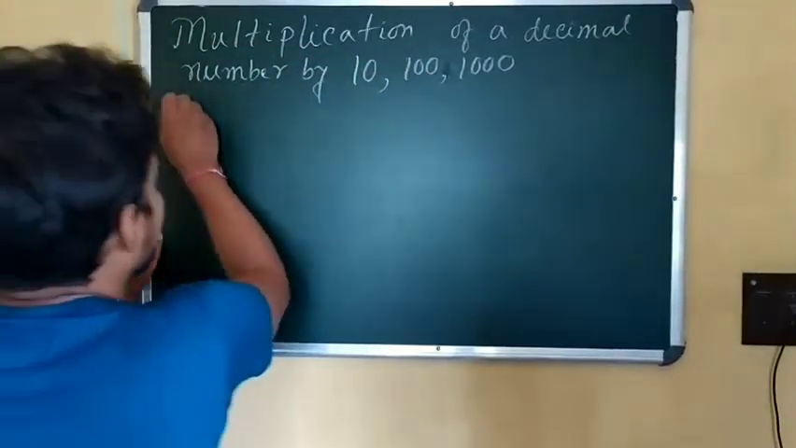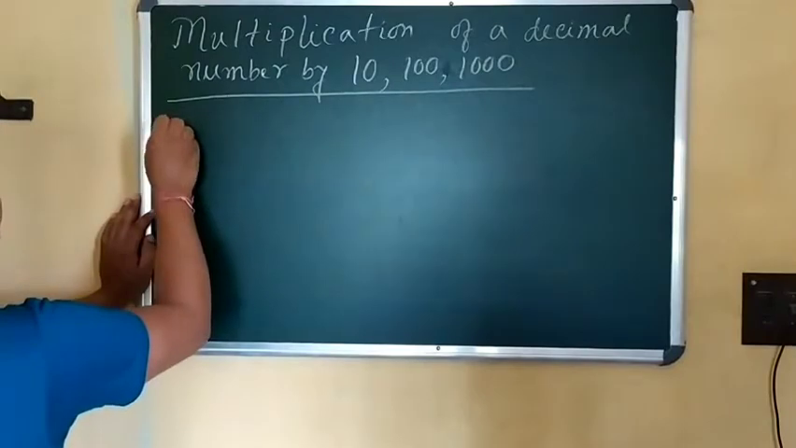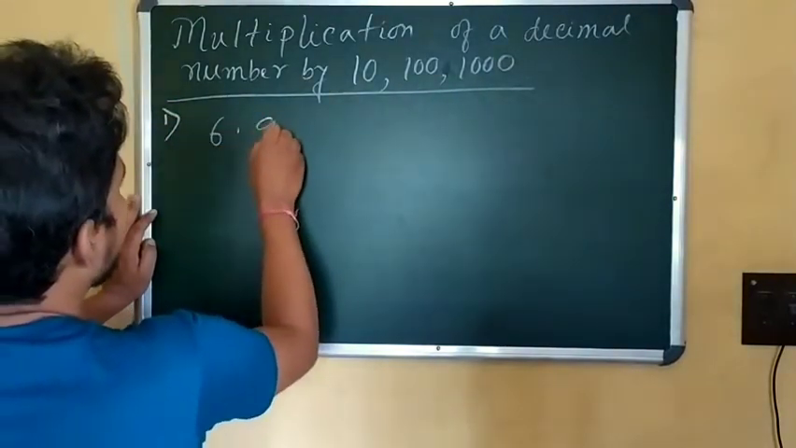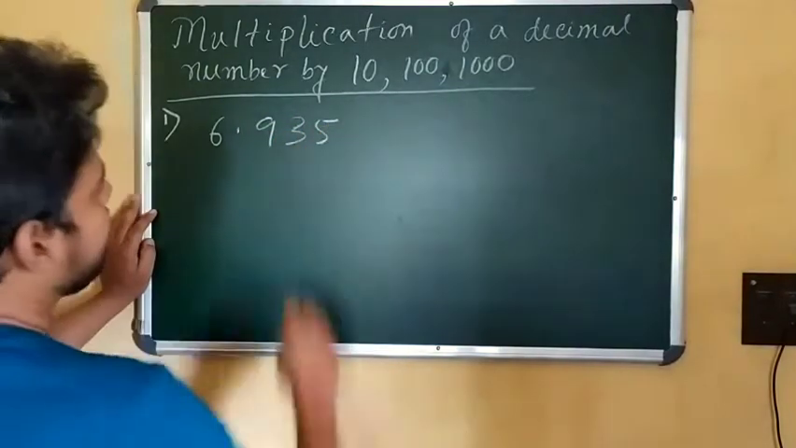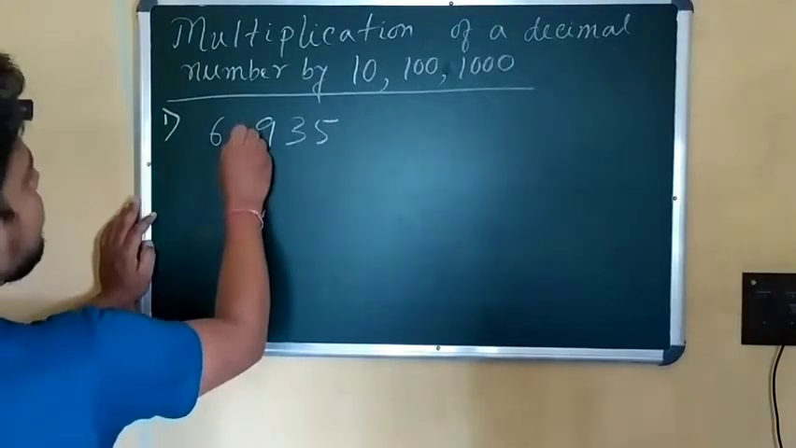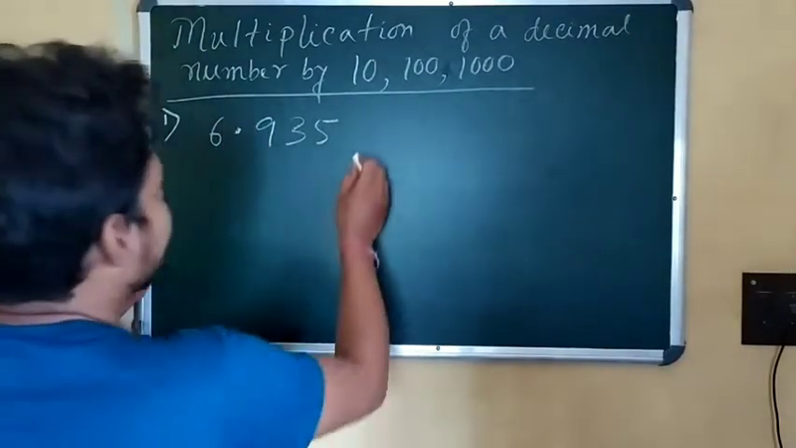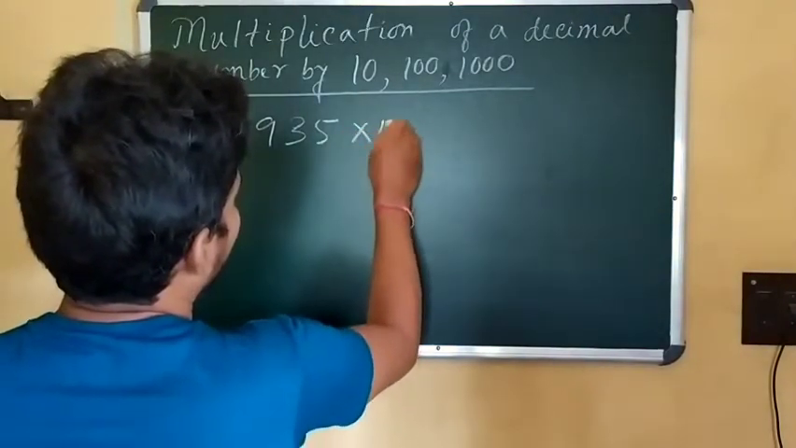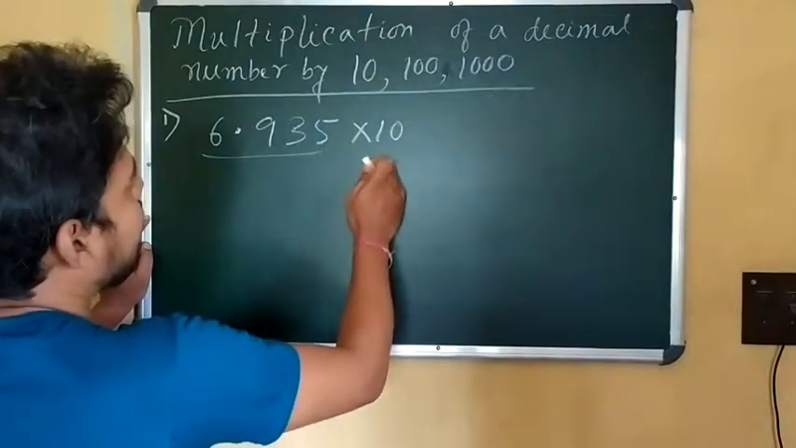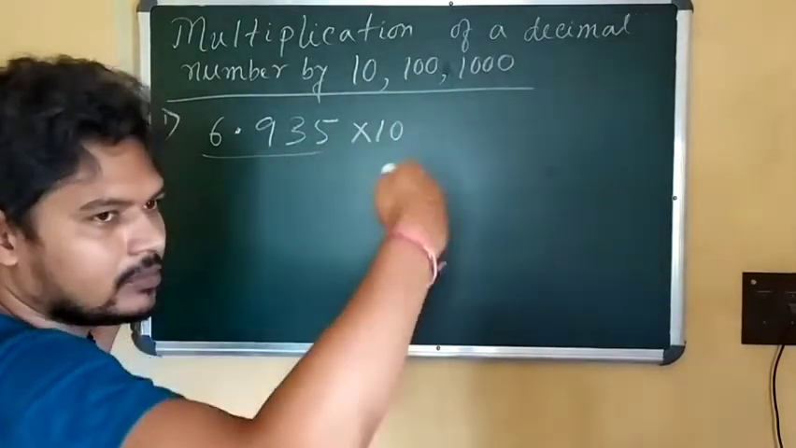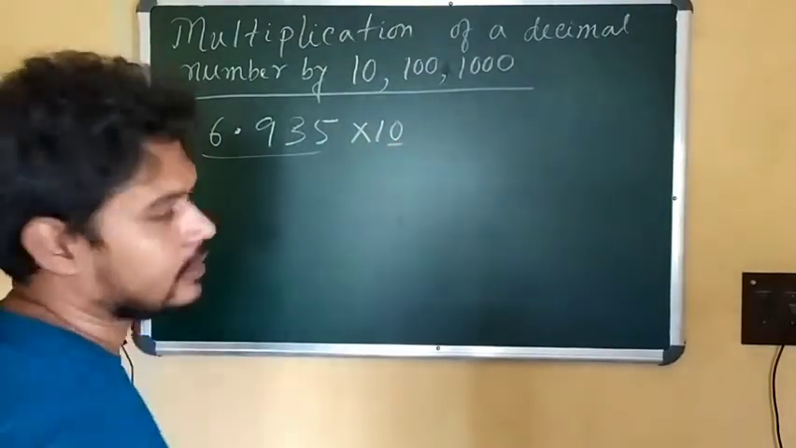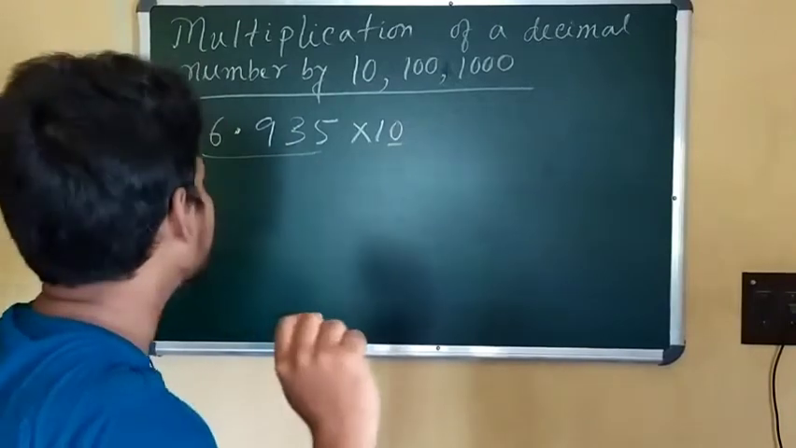At first, take one example, 6.935. Then at first we want to multiply this decimal number by 10. When we multiply this type of decimal number by 10 or 100 or 1000 or 10,000 like this, at first you just count how many zeros are there. In this case there is only 1 zero.